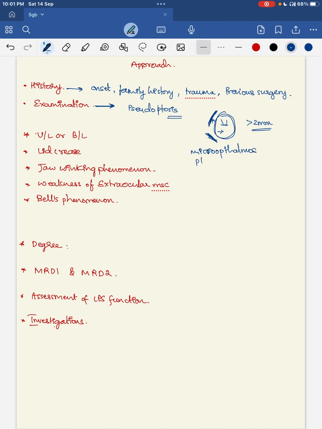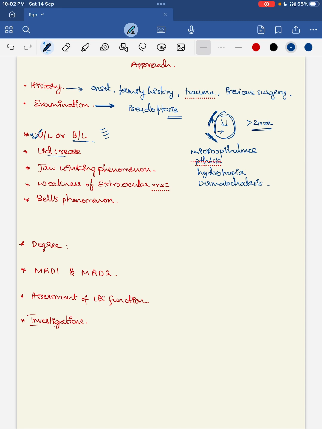Apart from that, phthisis bulbi, hypotropia, dermatochalasis, etc. Now, coming to the actual ptosis examination, first check whether it is unilateral or bilateral. In traumatic or surgical post-op complication cases, it will be unilateral. Otherwise, most of the things will be bilateral. Myasthenia gravis, Lambert-Eaton syndrome, third nerve palsy, Horner syndrome, most of them will be bilateral. All the myopathies and dystrophies will be bilateral.